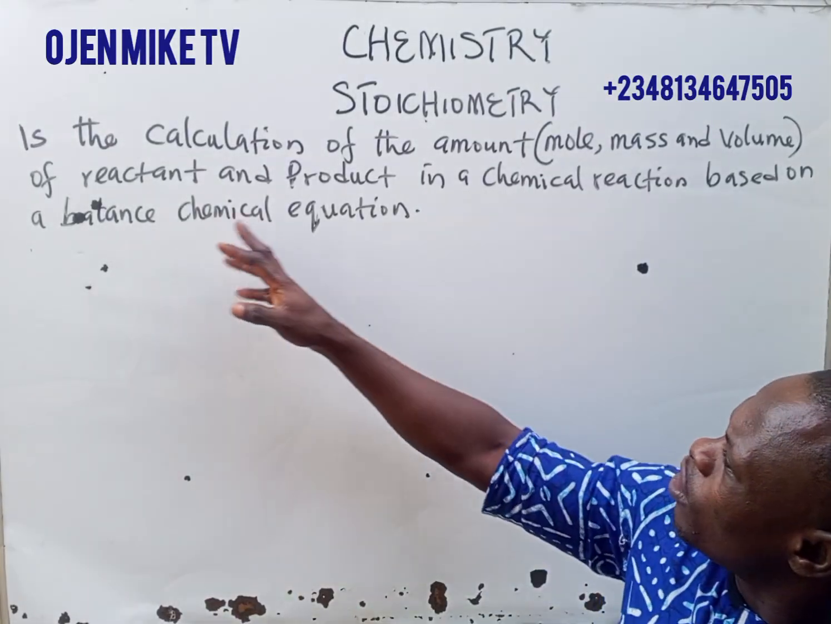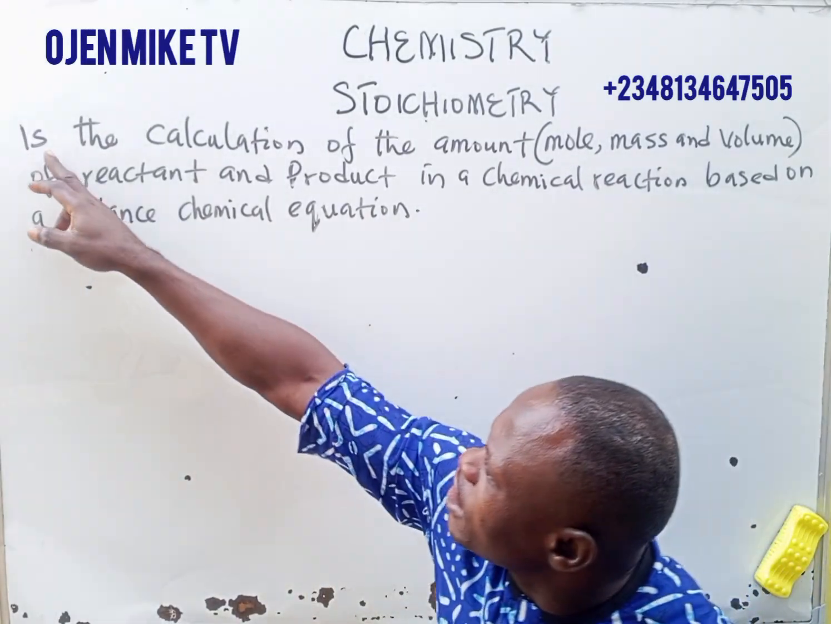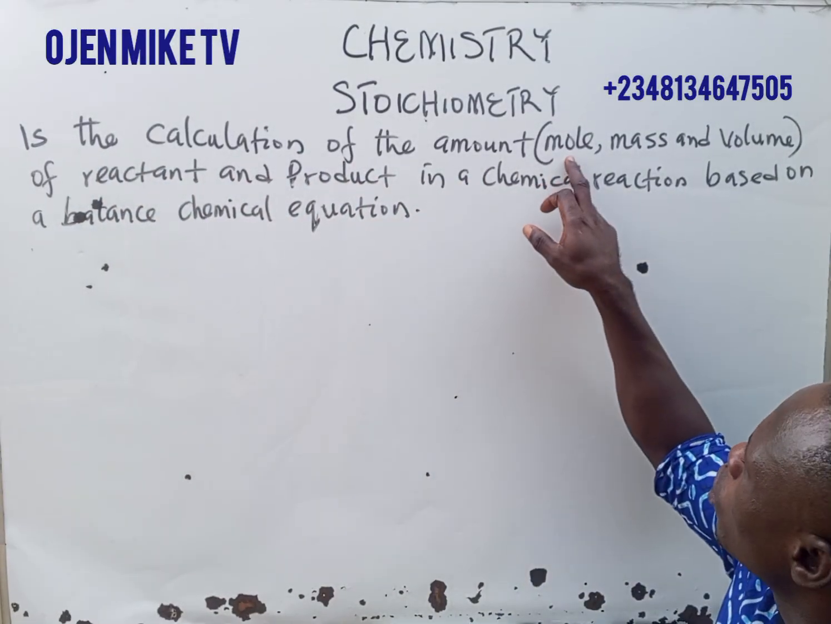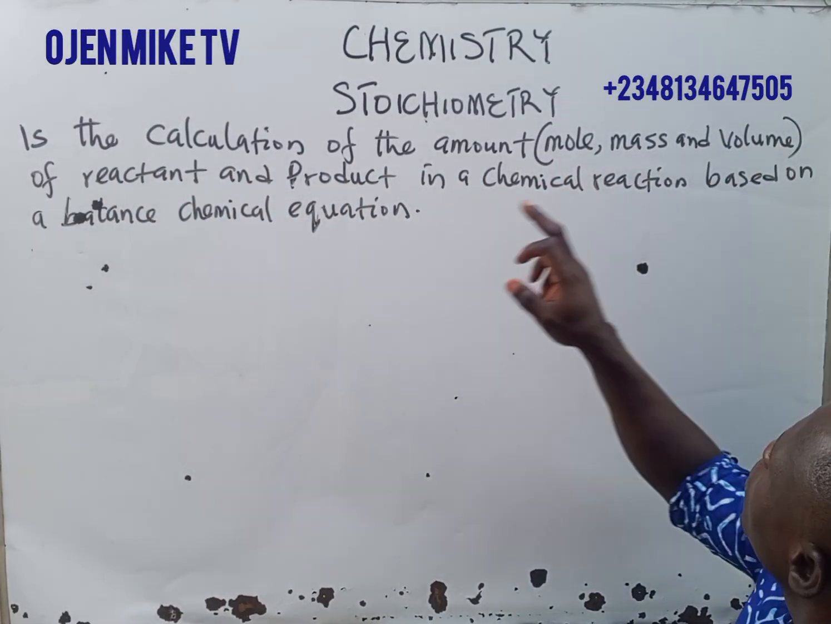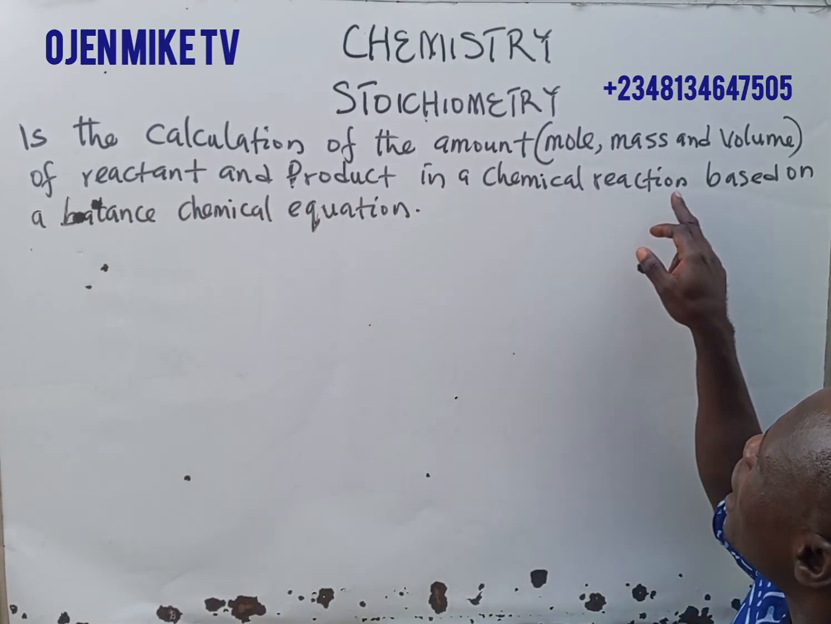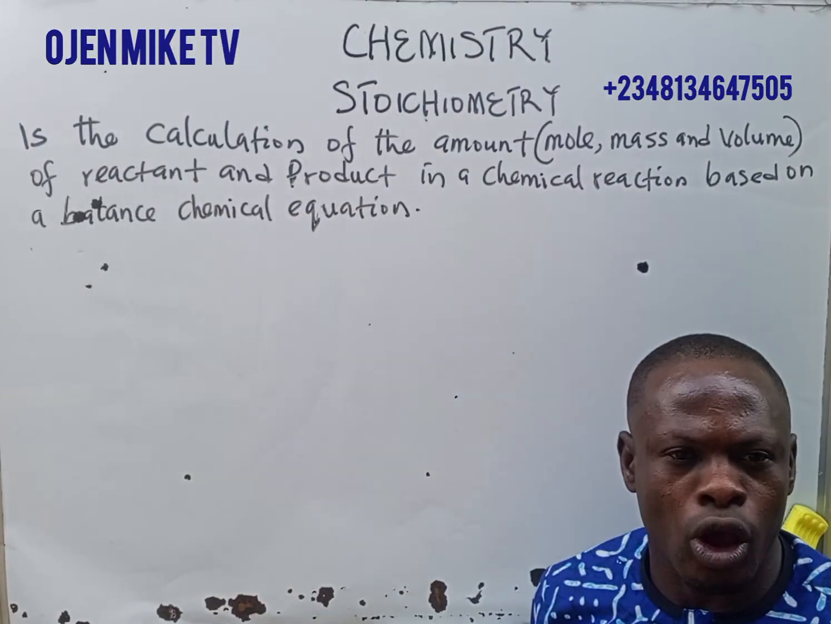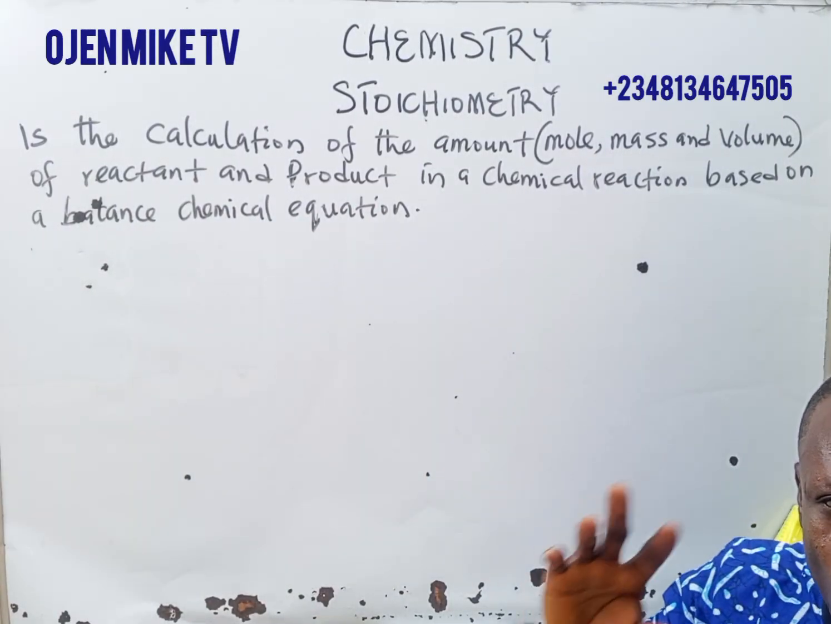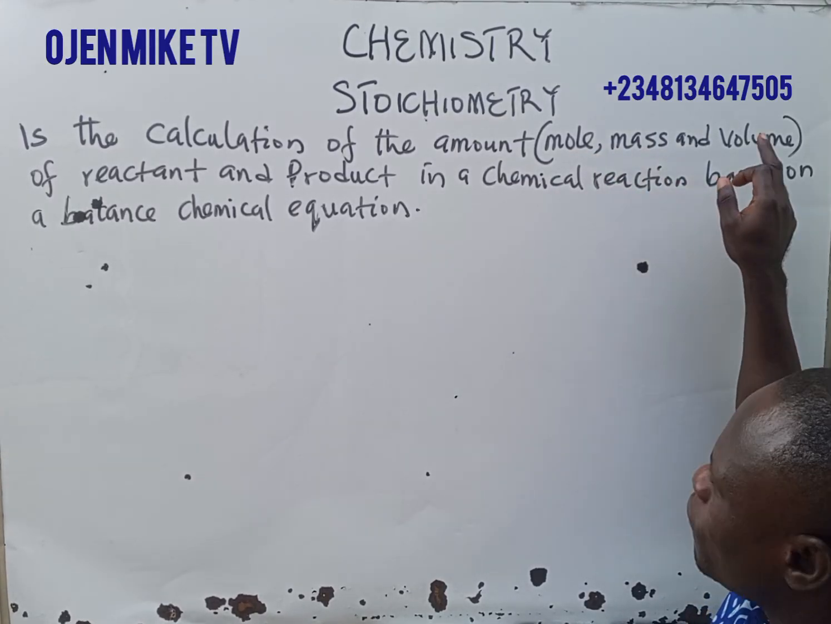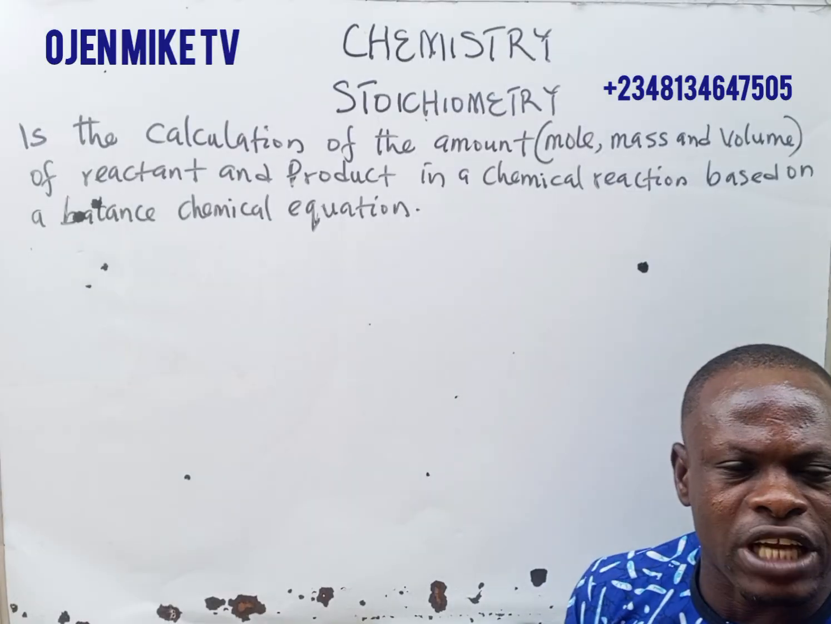Now this is the full meaning of stoichiometry in a simpler form. It is the calculation of the amount. The amount is mole, mass, and volume of reactant and product in a chemical reaction based on a balanced chemical equation. So there are two things that you need to know. One, mole, mass, and volume. Two, balanced chemical equation. So stoichiometry has to do with the balanced chemical equation.